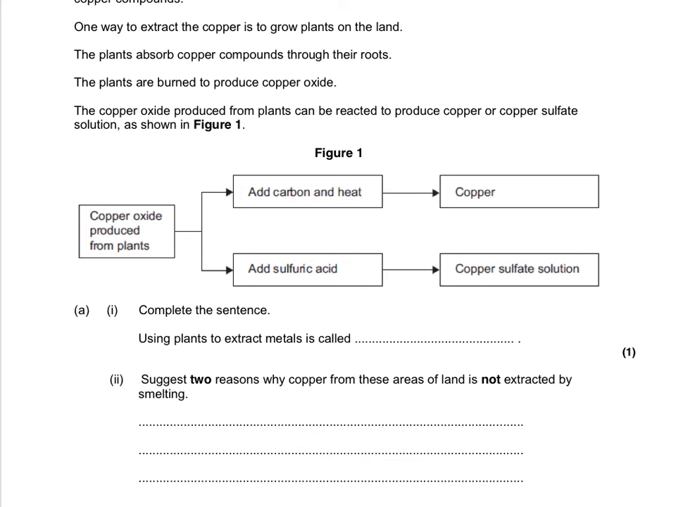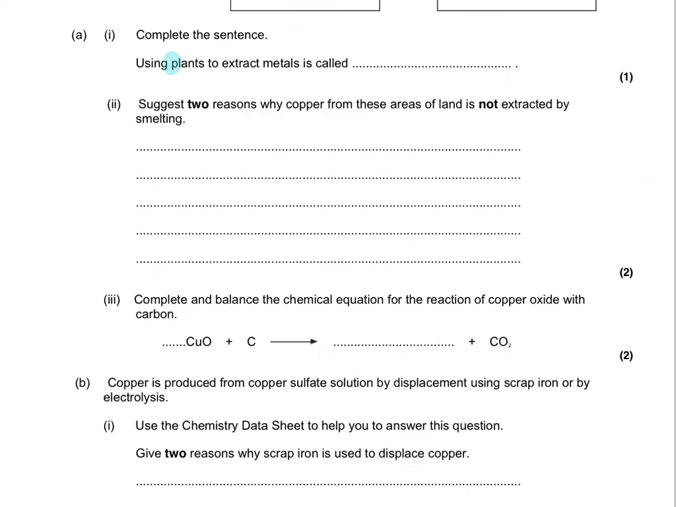If you are using plants to extract it, that's plants with a P, and that is phytomining with a P as well. Reasons why you might not extract copper by smelting. If you use phytomining, that's where you only have a very small amount of copper, and so it wouldn't be worthwhile trying to extract it. It'd be too expensive to extract it.